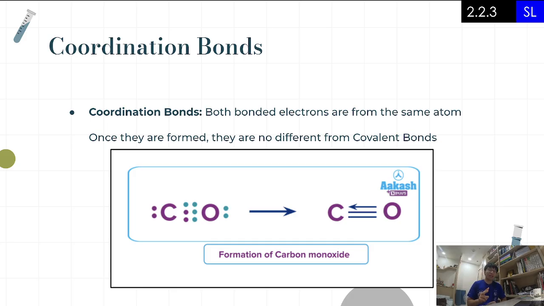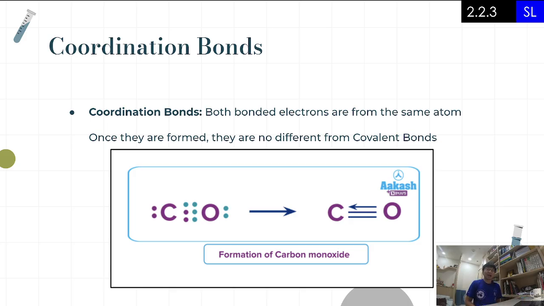So both of the bonding electrons, they're not shared, okay? I mean, they are shared, but they are both coming from the same element. So one element didn't contribute. And you need to know that once they're formed, they're just the same thing as a covalent bond. In this example, we can see that of the 6 valence electrons that O has and 4 that C has, for one of the bonds in the triple bond between them, both electrons are contributed by oxygen because it has more valence electrons.